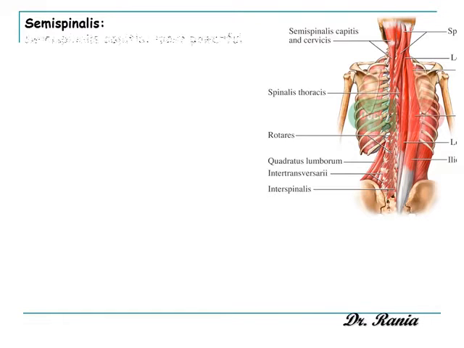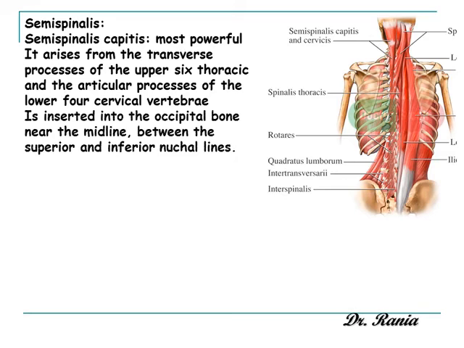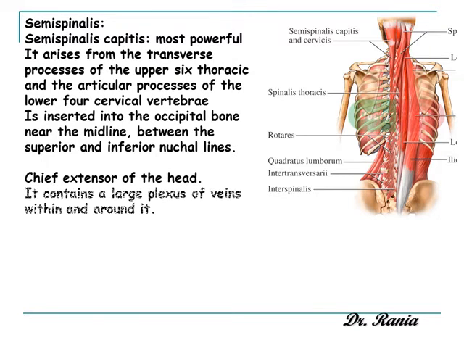Semispinalis capitis, the uppermost one, reaches the skull. This is the most powerful. It arises from transverse processes like the other semispinalis muscles. It starts from the transverse processes of the upper thoracic vertebrae and articular processes of the lower four cervical vertebrae, but the insertion is different. It is inserted into the occipital bone near the midline between the superior and the inferior nuchal lines. It is one of the chief extensors of the head. It contains a large plexus of veins inside the muscle.